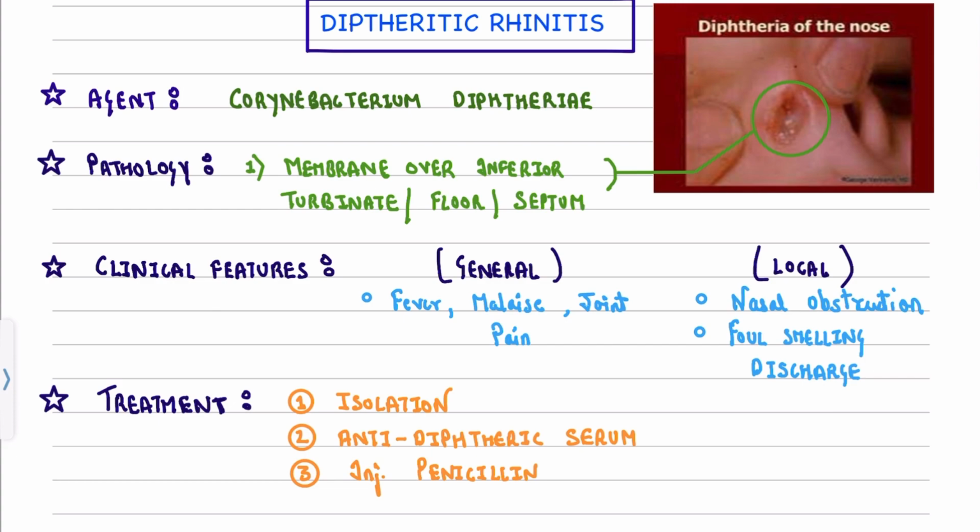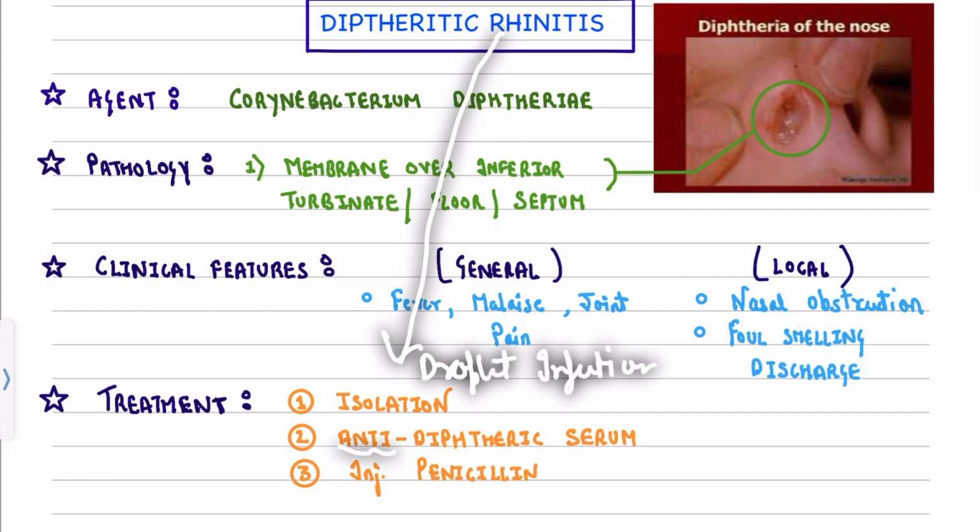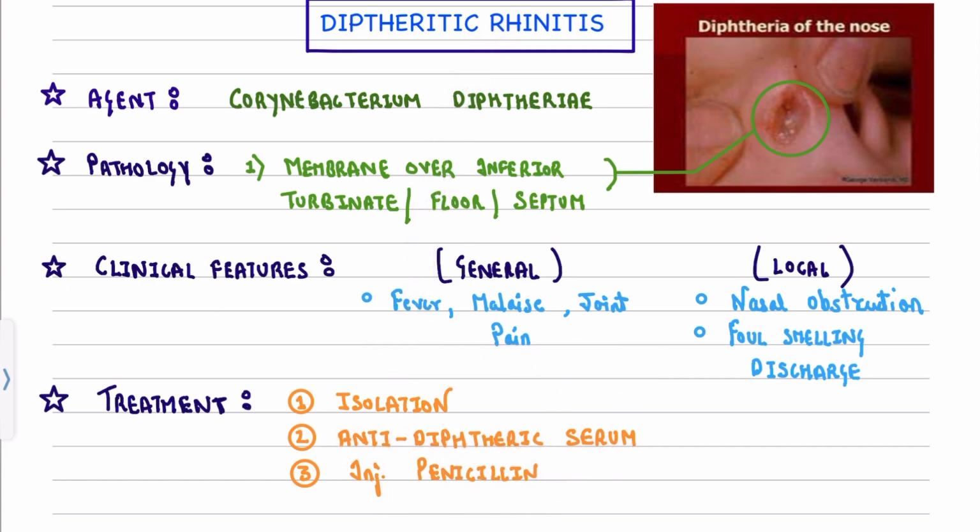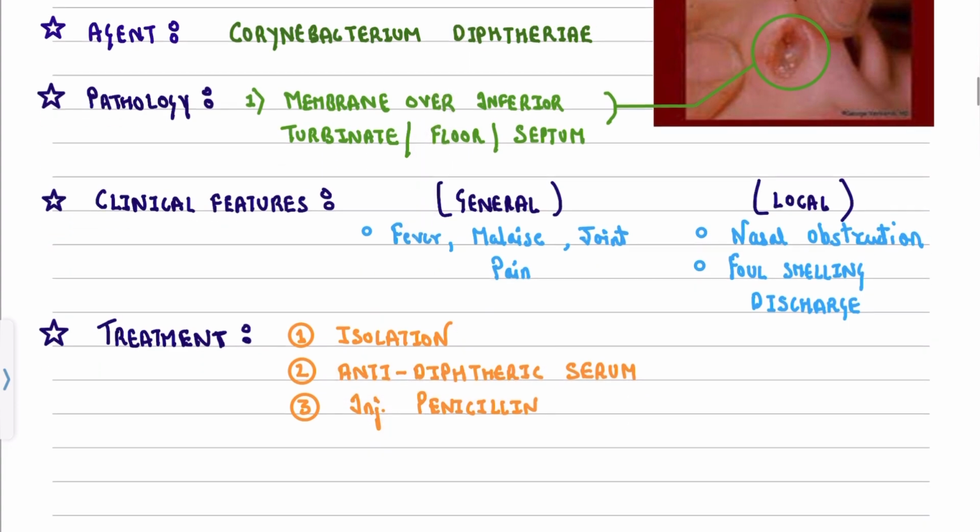Treatment is very important in the case of diphtheritic rhinitis. First of all, we will isolate the patient as soon as the diagnosis of diphtheritic rhinitis has been made, because diphtheritic rhinitis is transmitted via droplet infection. Next, we will give anti-diphtheric serum to the patient, and we also give antibiotic cover to the patient. So this was diphtheritic rhinitis.